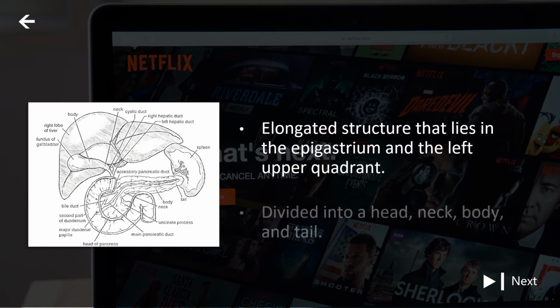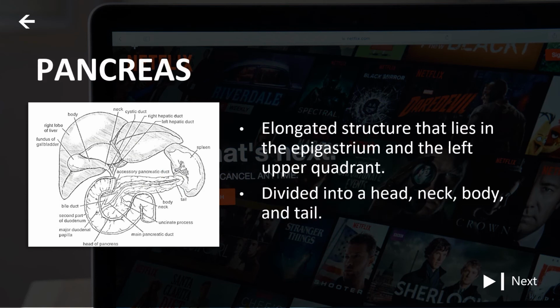Pancreas. The pancreas is both an exocrine and endocrine gland. The pancreas is an elongated structure that lies in the epigastrium and the left upper quadrant. It is soft and lobulated and situated on the posterior abdominal wall behind the peritoneum. It crosses the transpyloric plane. The pancreas is divided into a head, neck, body, and tail. The head of the pancreas is disc-shaped and lies within the concavity of the duodenum. A part of the head extends to the left behind the superior mesenteric vessels and is called the uncinate process.